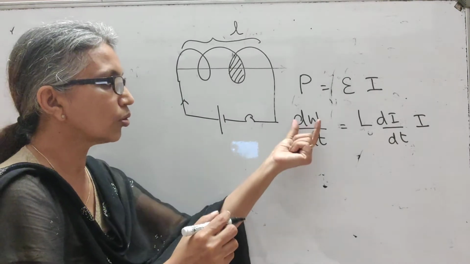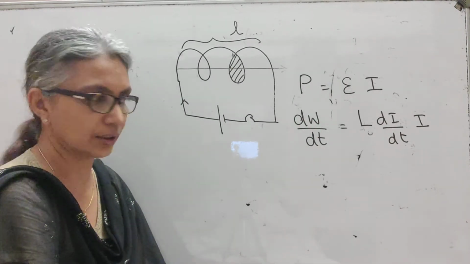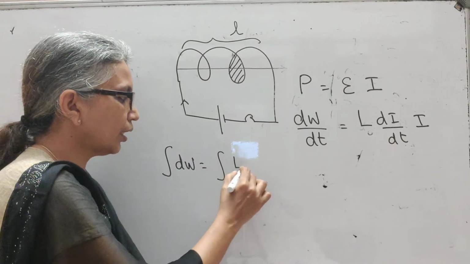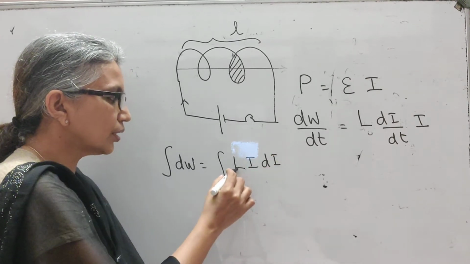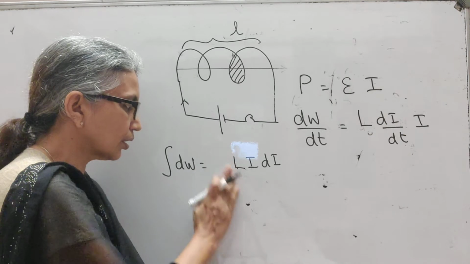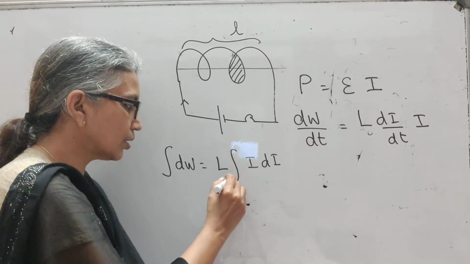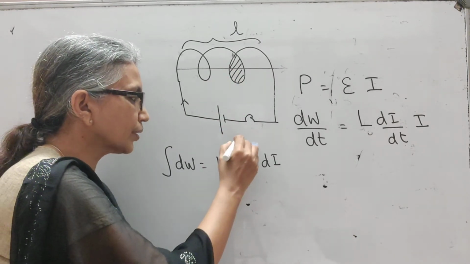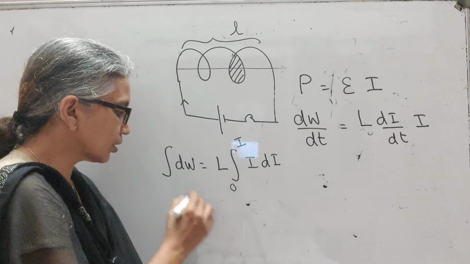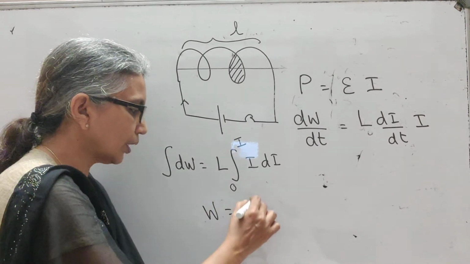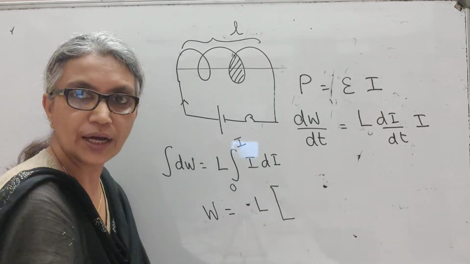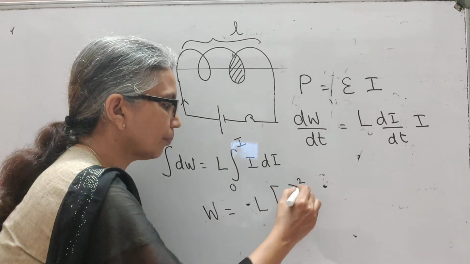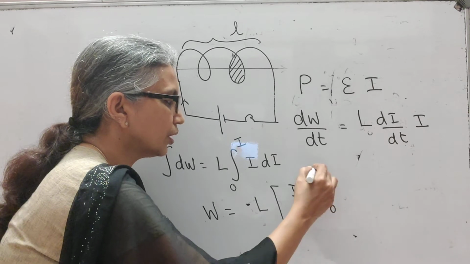So if I'm taking the magnitude here, it's L di by dt into I. Now if you want to find out the total work done, dW has to be integrated. So integral of dW is equal to integral of L I di. Now this L being a constant, I can take it outside the integral. So I may write L into integral I di. The current has to be built from zero current to a maximum value of I. So W equal to L integral of I di. Integral x dx you know is x square by 2. So I di will be I square by 2 from 0 to I.